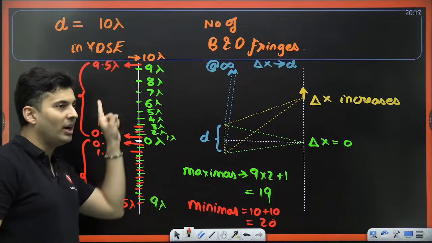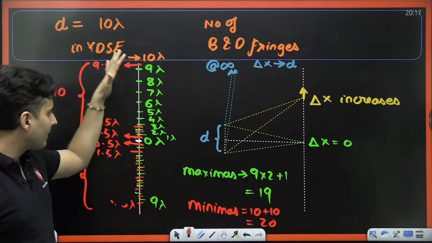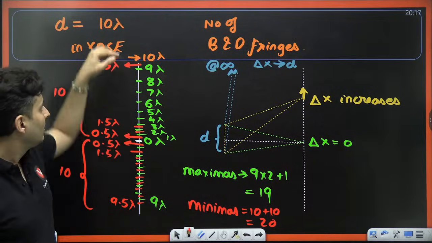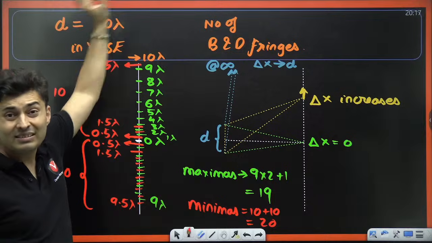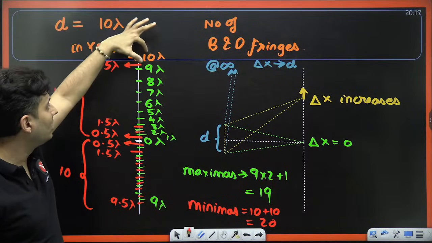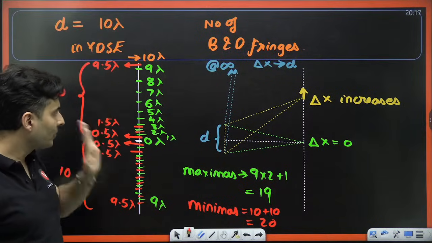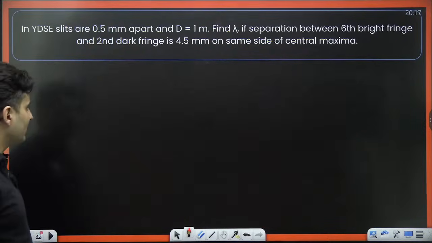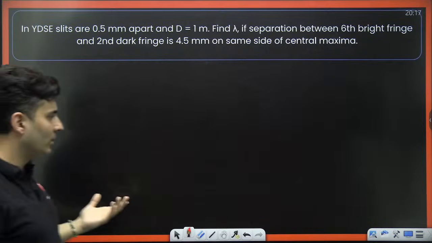Remember, all the 0.5s are dark. All the integral multiples are bright. That's the logic behind it. Never ever count the infinity part because infinity means never. So don't count 10 lambda up or below. That is never going to happen. Okay, cool. So these are some questions. Let's do some more questions before taking a break.